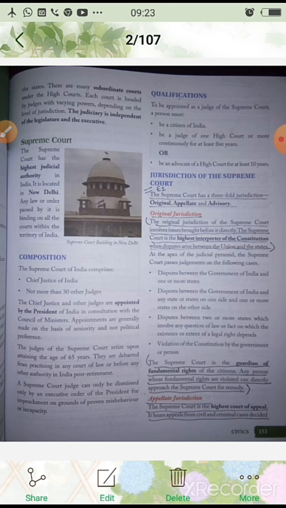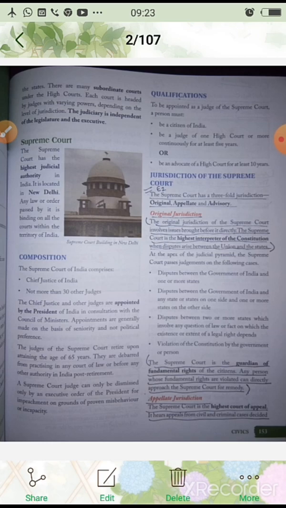Very important. Now what is the composition? The Supreme Court of India comprises the Chief Justice of India and not more than 30 other judges. Okay, who all are there in the Supreme Court? So first one, Chief Justice of India, and second, not more than 30 other judges.